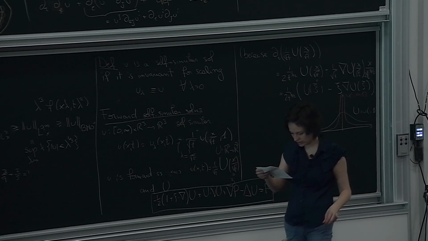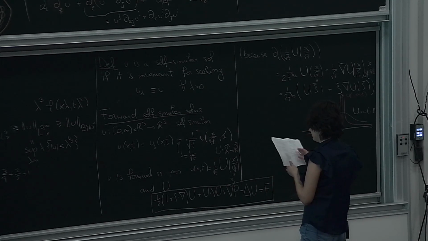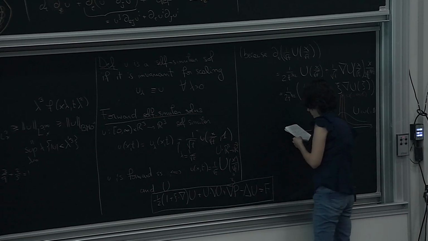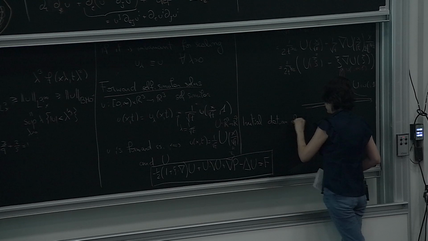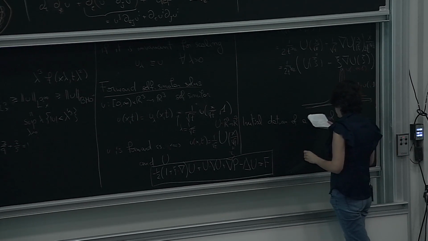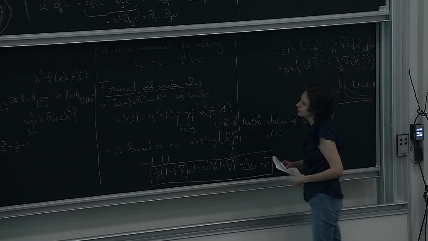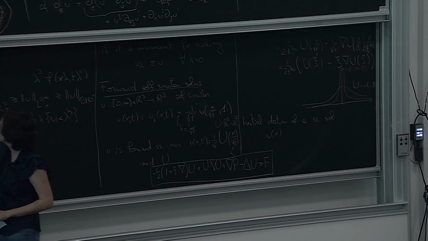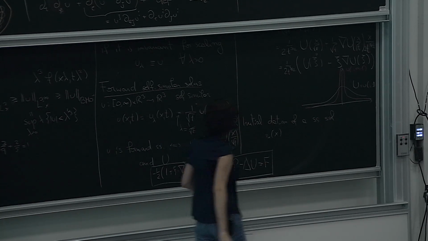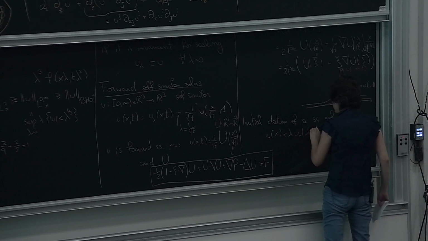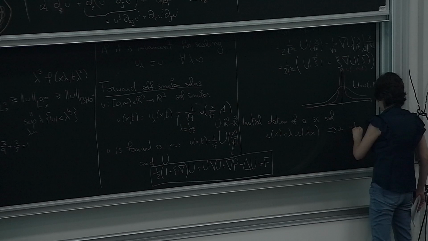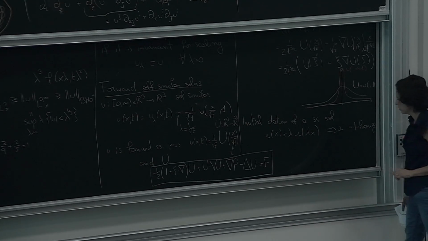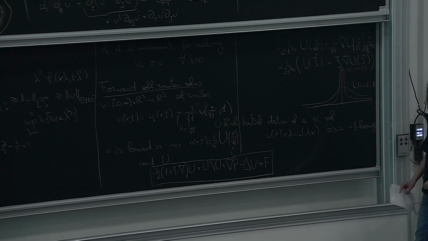At time 0, what can you see when you look at a self-similar solution? The initial datum. Well, it has to be an initial datum that is invariant for the scaling. Invariant for the scaling means lambda u0 of x has to be equal to u0 of lambda x. This means the initial datum is minus 1 homogeneous. So all initial data for self-similar solutions are minus 1 homogeneous.